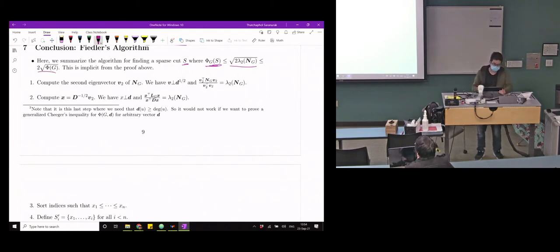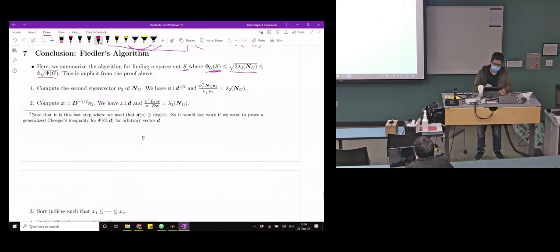How to do that? Well, we just start by computing the second eigenvector of the normalized Laplacian. Then we scale this second eigenvector by some degree factor to get x. Now x is such that it's orthogonal to D, and this ratio is the second eigenvalue.